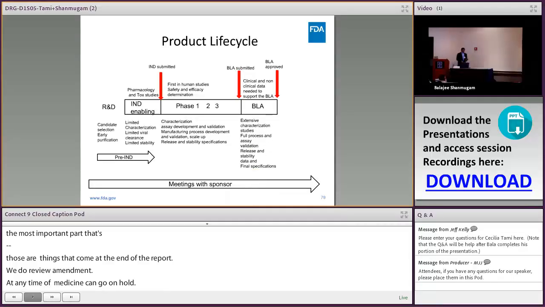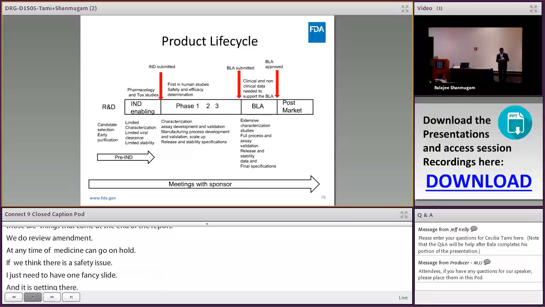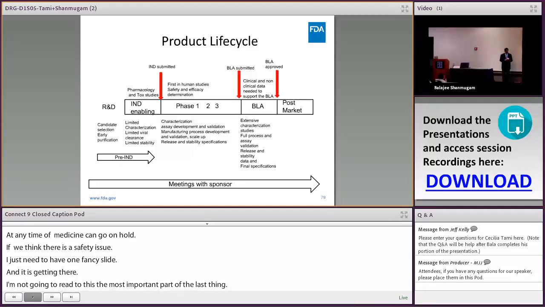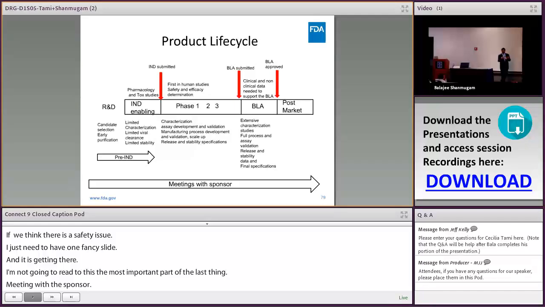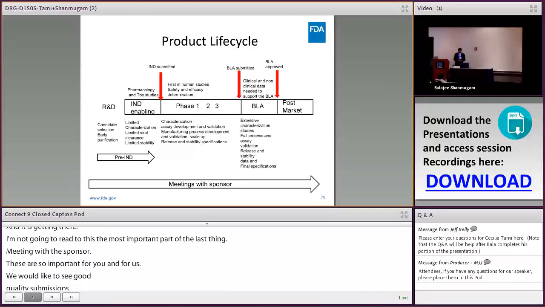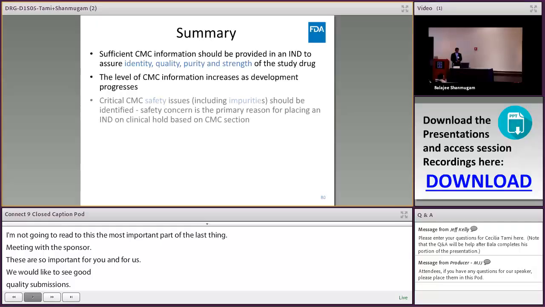Okay, I just needed to have one fancy slide, and it's getting there. I'm not going to read through this. The most important point is the last big one, meetings with sponsor. There are these milestone meetings which are so very important, both for you and for us. We would like to see a complete and good quality submission so that we can minimize sending out information requests during our reviews and keep our reviews ongoing. So what I encourage is to use these milestone meetings with us well. There was one more. Okay, summary.